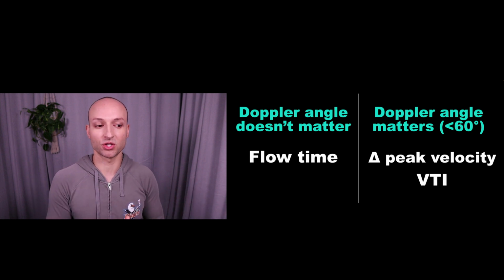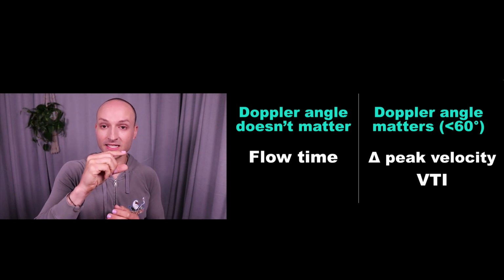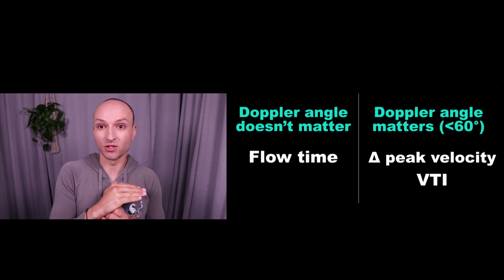But you have to make sure that when you are looking at the peak velocity or change in peak velocity and the VTI, that you are less than 60 degrees. So your Doppler line and the gate needs to be less than 60 degrees with the angle of flow. And that's really going to dramatically change it.